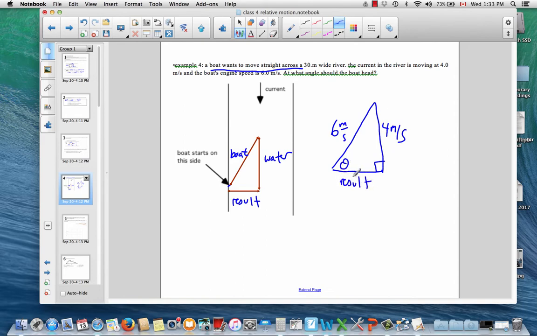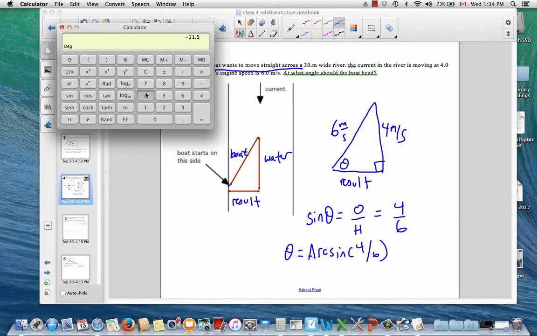So there's a couple of things we could find. We could figure out what the resulting speed is across the river, but we're asked for the angle, so the heading angle. We can see that the opposite side is 4 and the hypotenuse is 6. That suggests the sine ratio. SOHCAHTOA: sine is opposite over hypotenuse, 4 over 6. So theta will be the arc sine, or inverse sine, of 4/6.